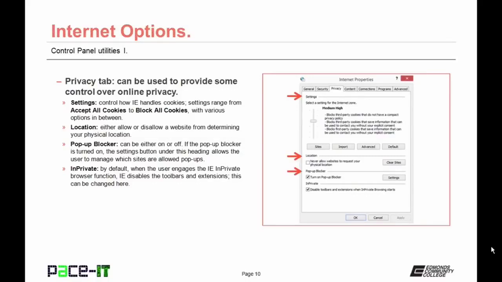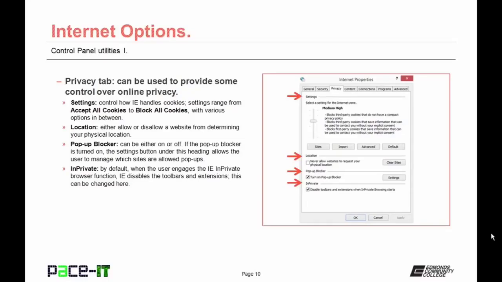The pop-up blocker can either be on or off. If the pop-up blocker is turned on, the settings under this heading allow the user to manage which sites are allowed to use pop-ups. The In Private section. By default, when the user engages the Internet Explorer in private browser function, Internet Explorer disables the toolbars and extensions. This can be changed from here.